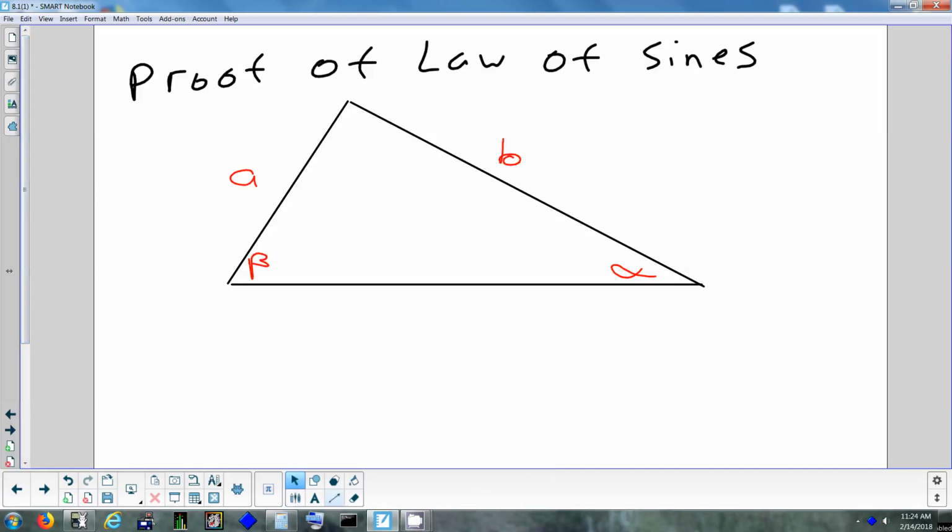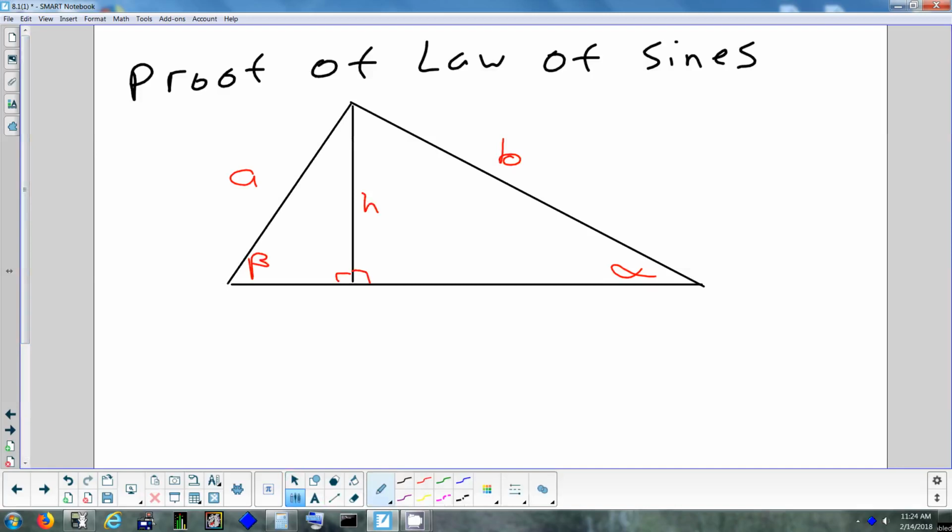What I'm going to do now is take this triangle and go like this. What did I just draw in? What is that? It makes it into two triangles, which gives it two right angles. All right, so we just created two right triangles. And the line that I drew is the height. It's called an altitude. It's a line drawn from a vertex perpendicular to the opposite side.